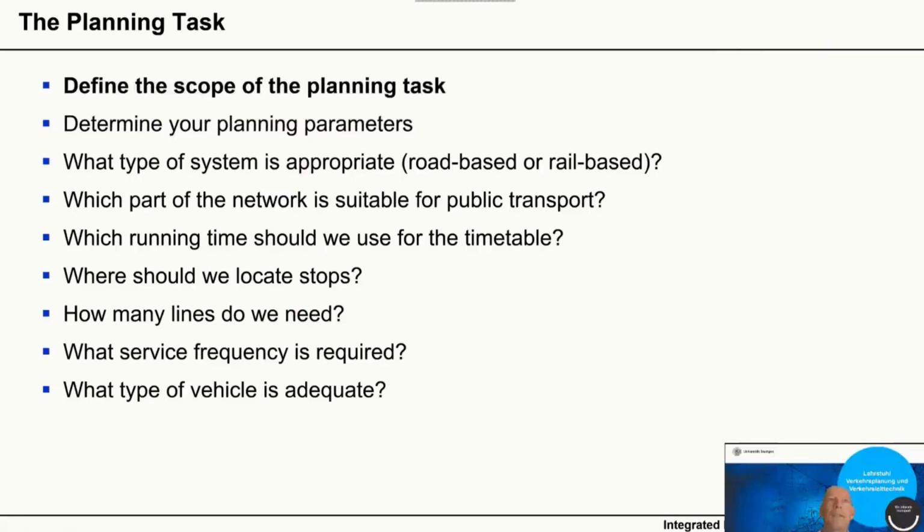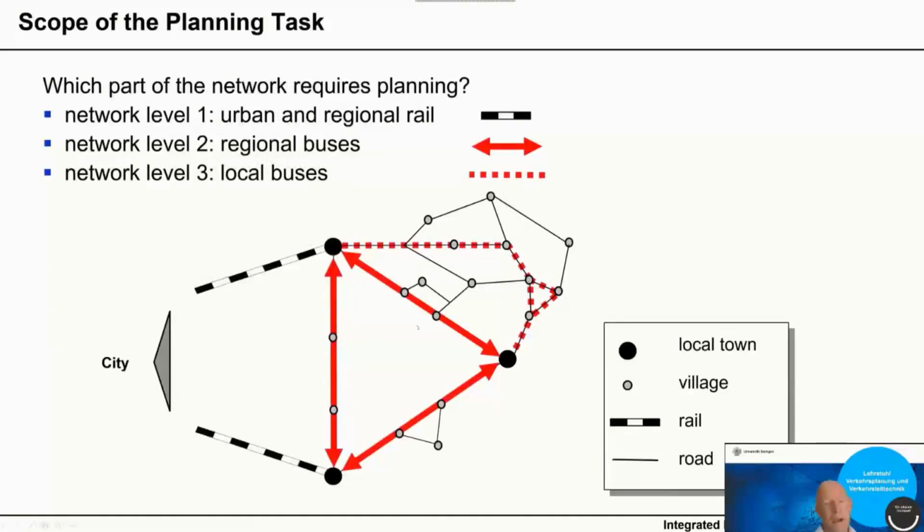I'll start with the scope of the planning task. We already talked about that yesterday. We need to define what is our task, what is the scope. And here you see a maybe typical situation. You have railway, you have regional buses, you have local buses. You may have the same system inside a city where you have metro system, where you have buses, more important buses, connecting places, and you have feeder buses.